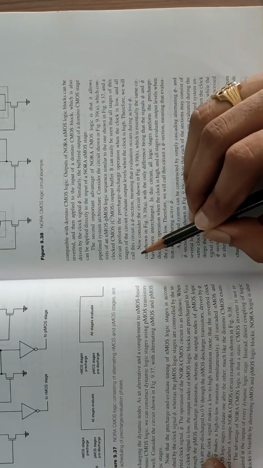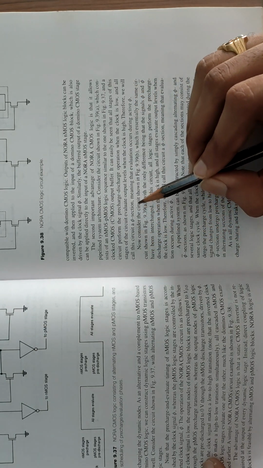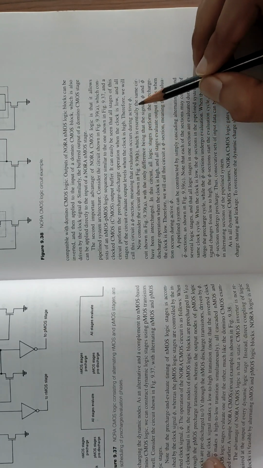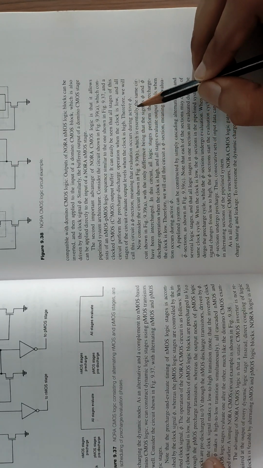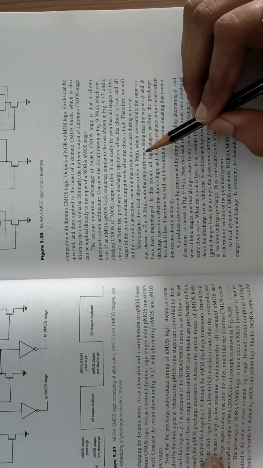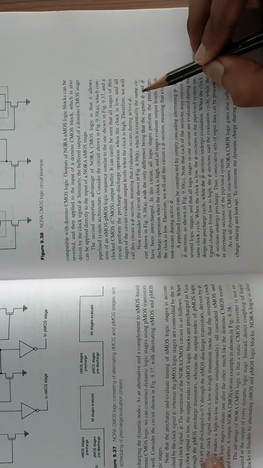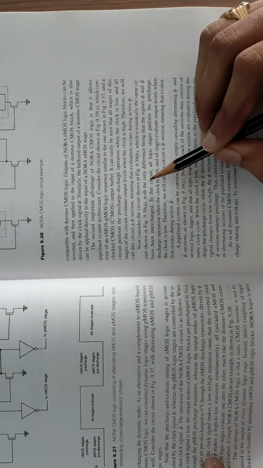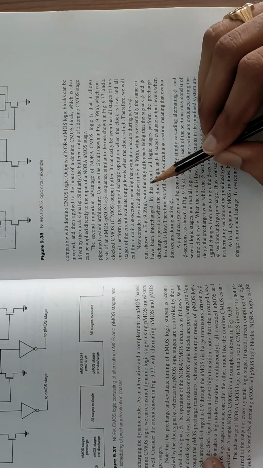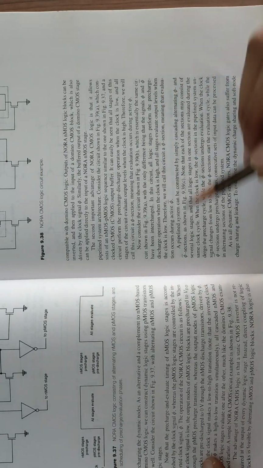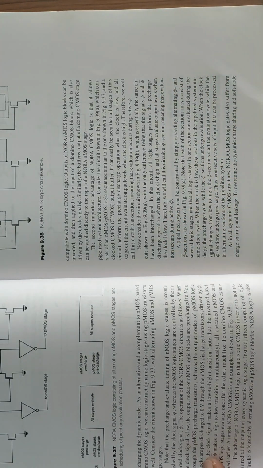Therefore, we will call this circuit a phi section, meaning that evaluation occurs during active phi. Now consider the circuit shown in figure B, which is essentially the same circuit shown in figure A, but with the only difference being that the signals phi and phi dash have been interchanged.